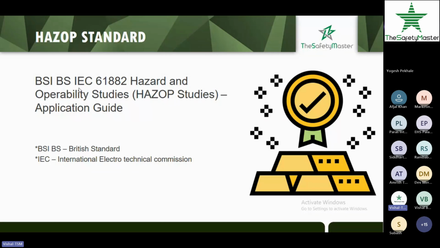For a Hazop study, there is very detailed information about what things to do while doing a Hazop, what to consider, what you should not do, and what you should not be focusing on. You can get the very detailed guide by referring to IEC 61882. This is a British standard.